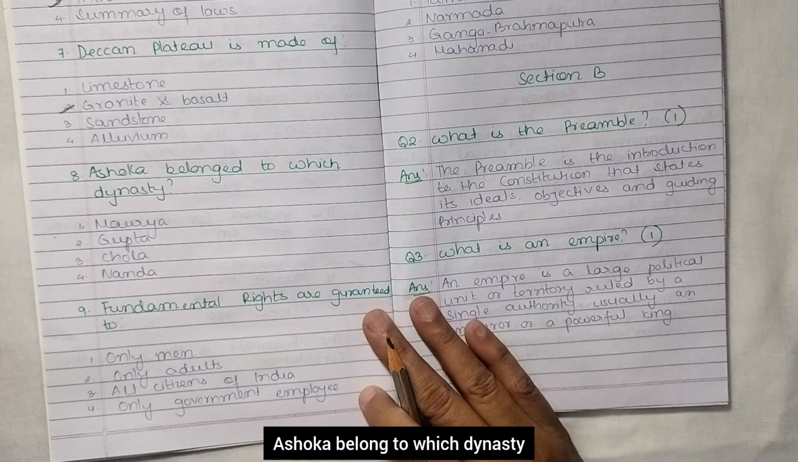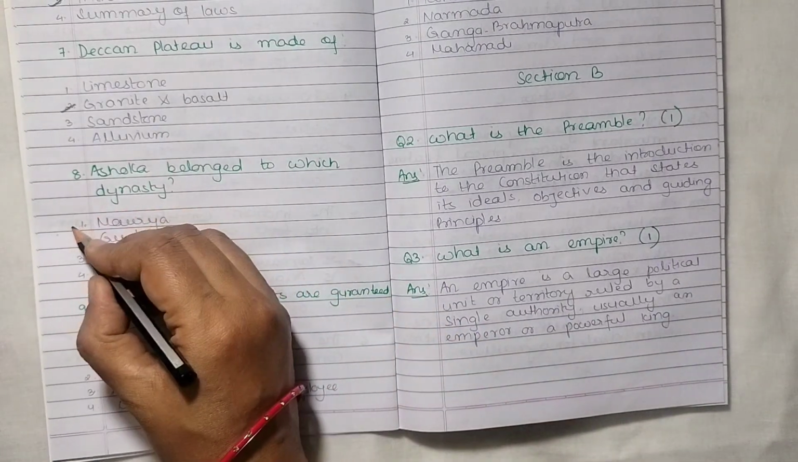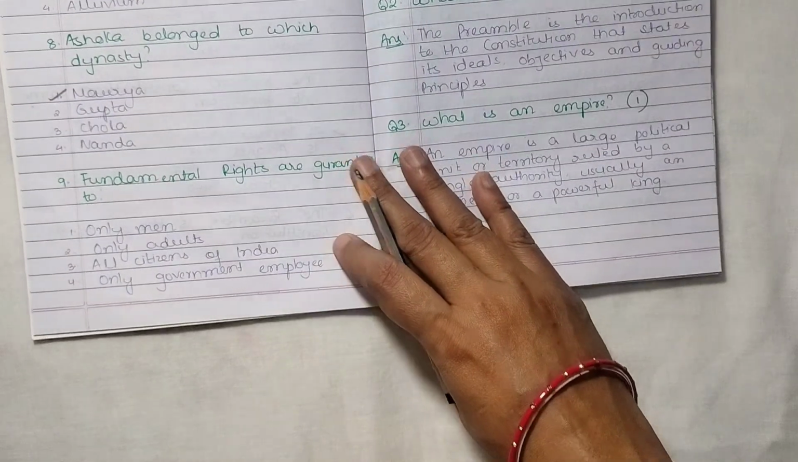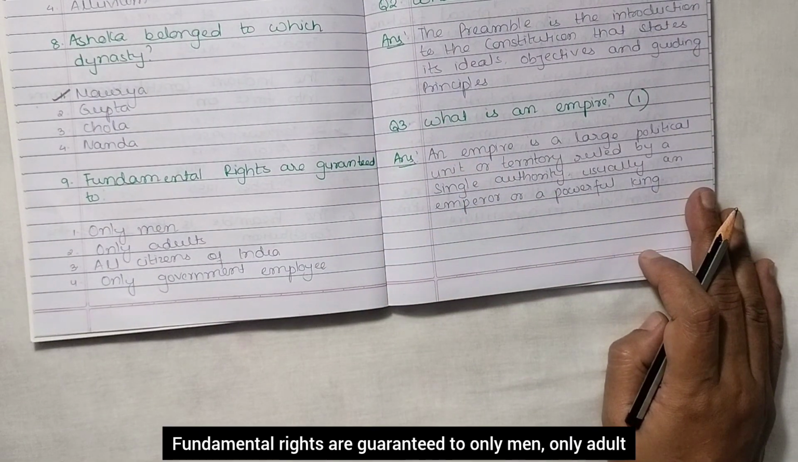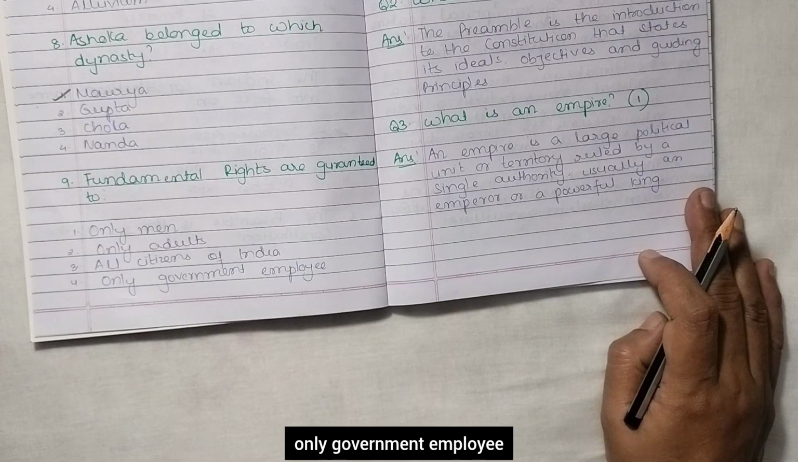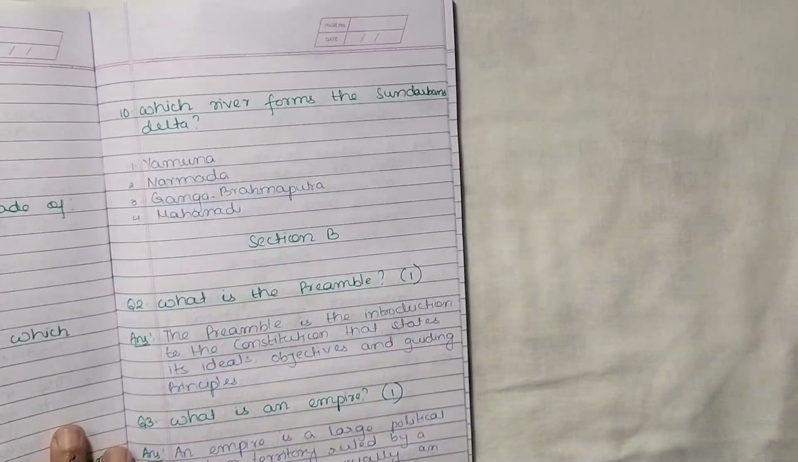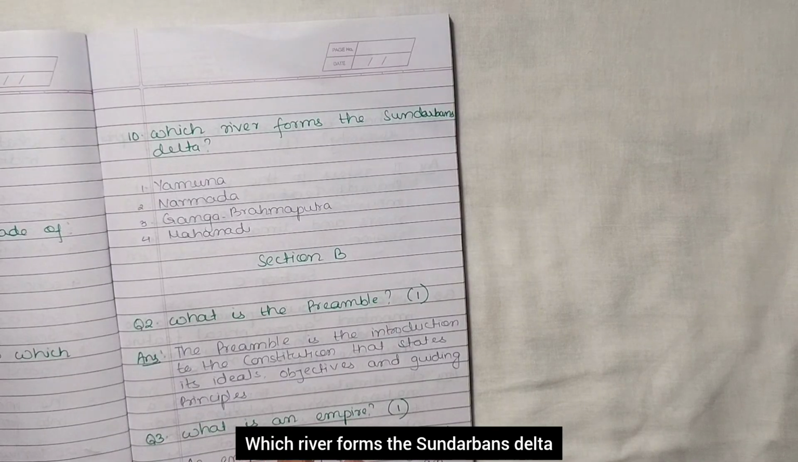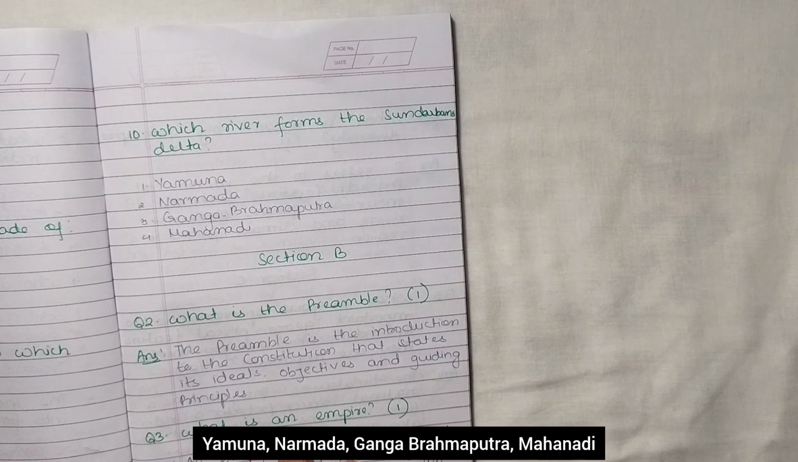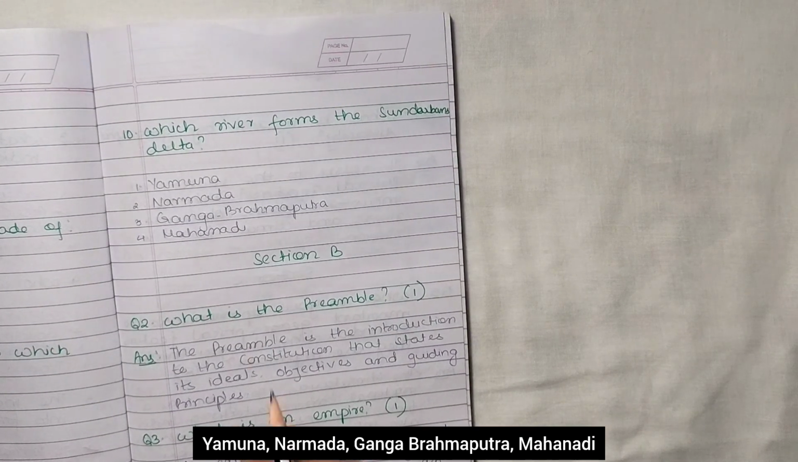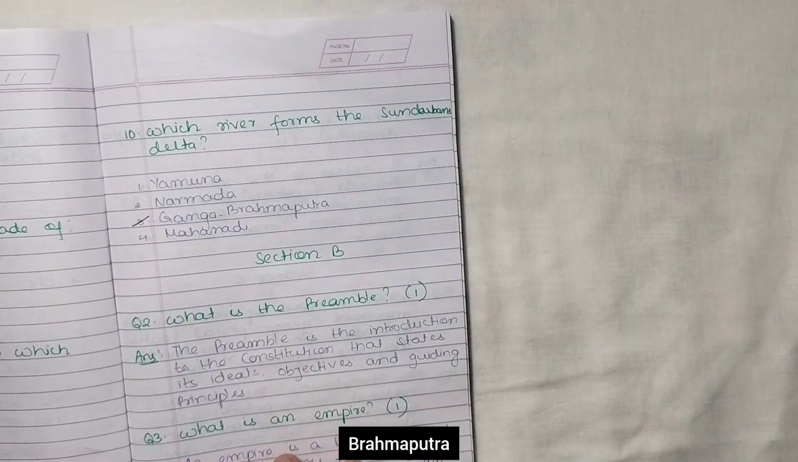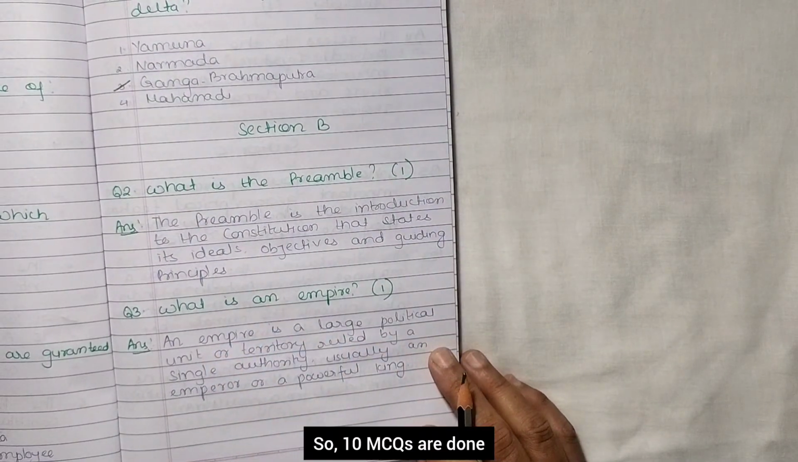Asoka belonged to which dynasty? Maurya, Gupta, Chola, Nanda. Maurya dynasty. Fundamental rights are guaranteed to only men, only adults, all citizens of India, only government employees. All citizens of India. Which river forms the Sundarban Delta? Yamuna, Narmada, Ganga Brahmaputra, Mahanadi. Ganga Brahmaputra. Okay. So 10 MCQs are done.